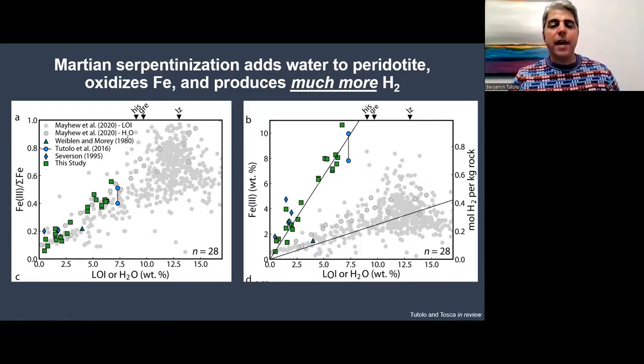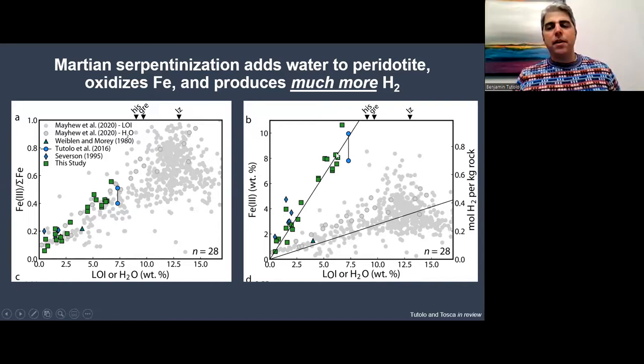But if we then calculate and plot the total oxidized iron concentration as a function of hydrogen or water weight percent, we see that these Duluth complex serpentinites are generating so much more hydrogen than the typical terrestrial mantle serpentinites, approximately 5 times more for any given degree of serpentinization. What that means is, even if a rock is only 20% serpentinized on Mars, it will have produced the same amount of hydrogen as a 100% serpentinized rock on Earth.